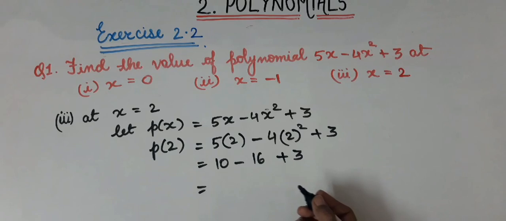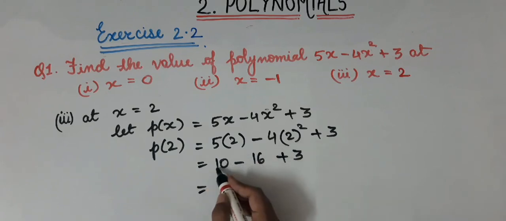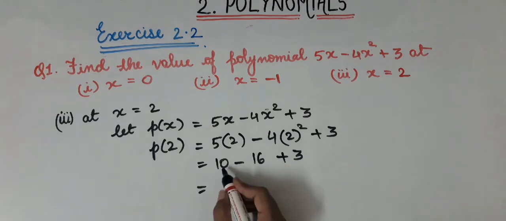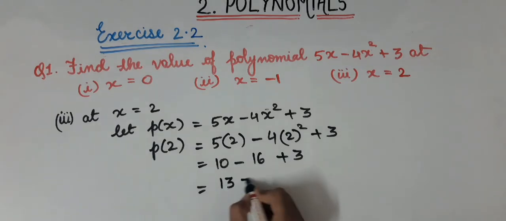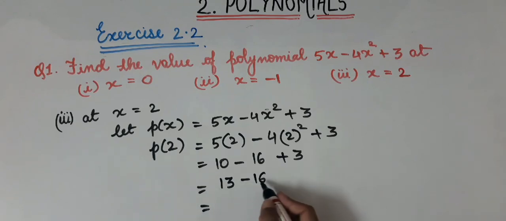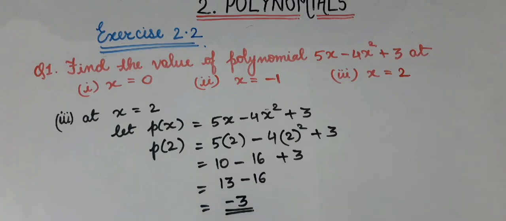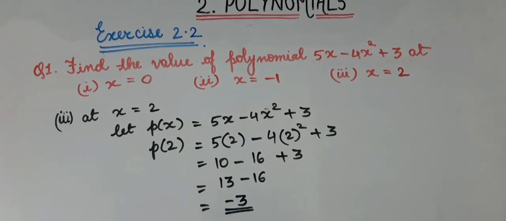First solve for the same sign numbers. 10 is positive, 3 is positive, so add them. 10 plus 3 is 13, minus 16 as it is. Different signs, subtract. So 16 minus 13 will be 3, and give the bigger number's sign. The bigger number is 16 and it has a negative sign, so your answer will be minus 3. Clear? So the value of the polynomial at x is equal to 2 is minus 3. Now let us move to the next question.